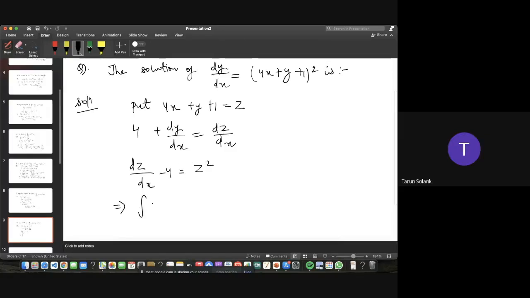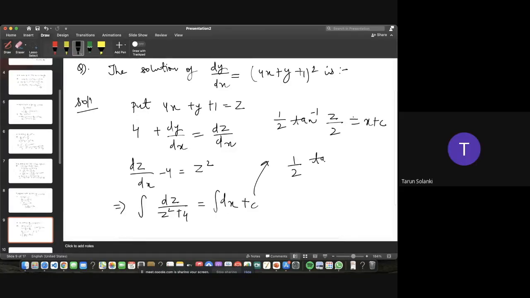Now we will integrate dz by (z square plus 4) is equal to integration dx plus constant. So here it becomes half of tan inverse (z by 2) is equal to x plus constant. So again it becomes half tan inverse ((x plus y plus 1) divided by 2), which is equal to x plus constant. So this is the required answer.